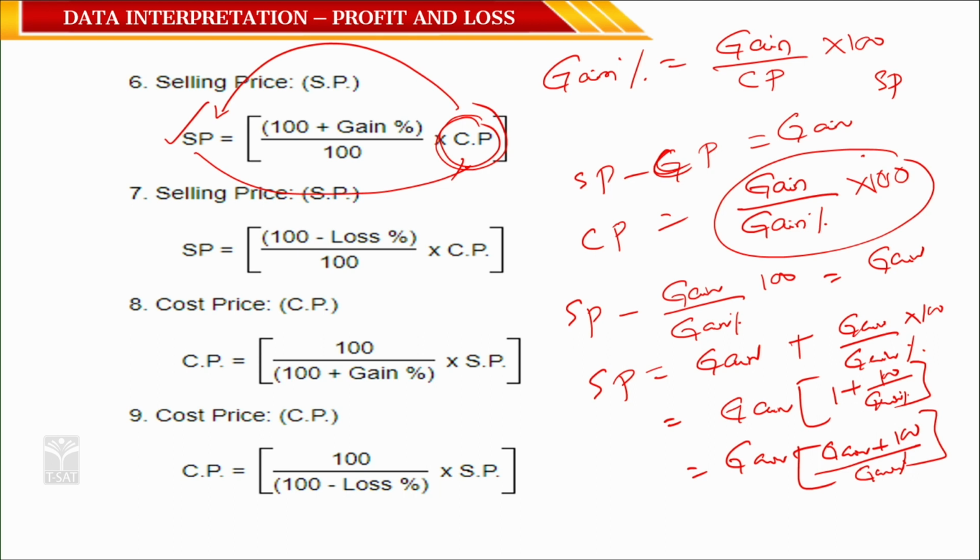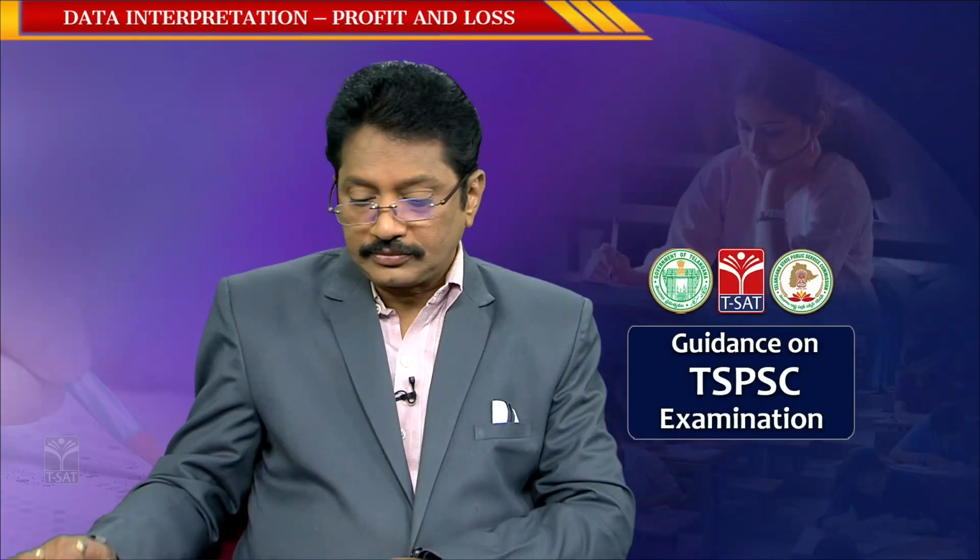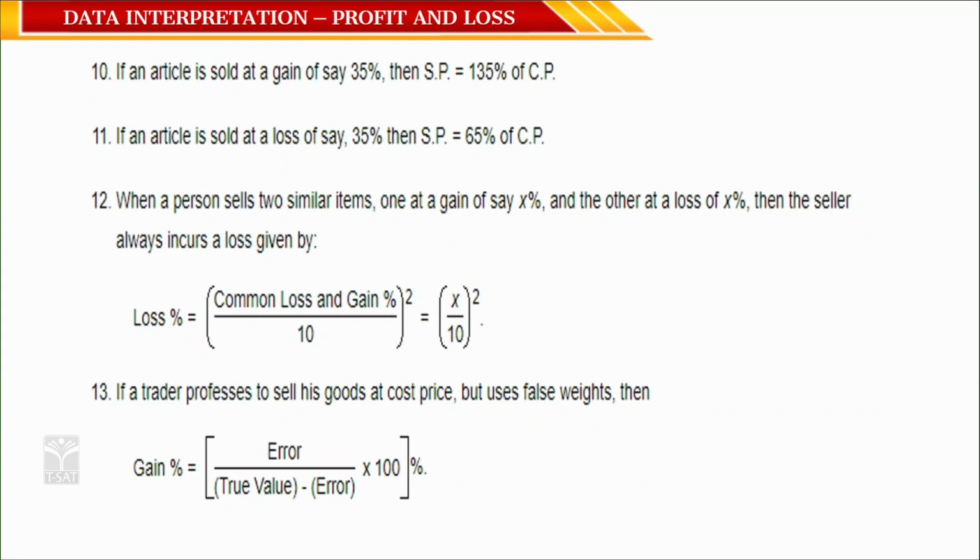From this formula you can derive the cost price formula. So, cost price is equal to SP, selling price, into 100 by 100 plus gain percentage. Is it clear? In a similar manner, if you have a loss percentage, then you calculate the cost price as cost price is equal to 100 by 100 minus loss percentage into selling price. Clear? Okay. Now, the very important thing is if an article is sold at a gain of say 35%.